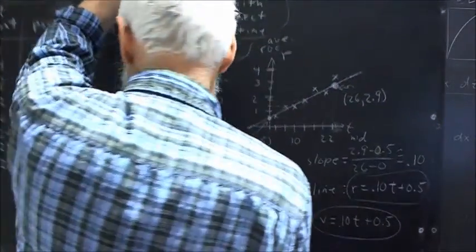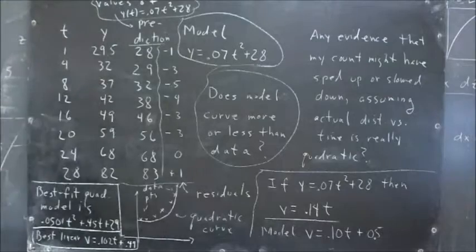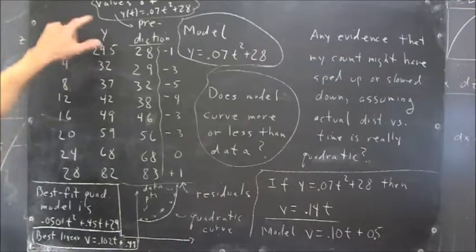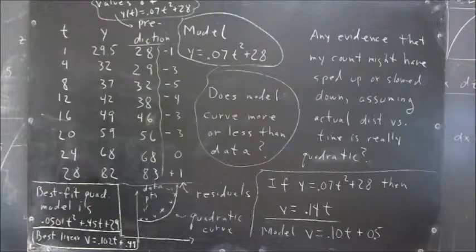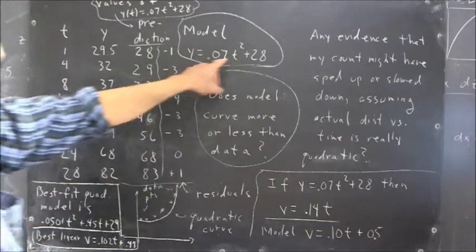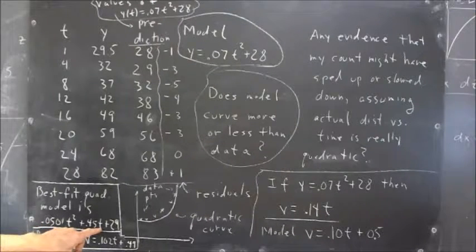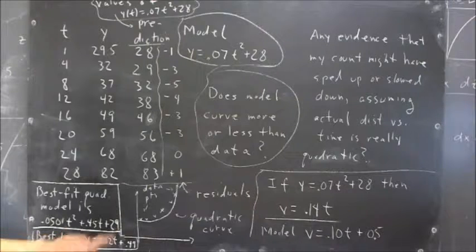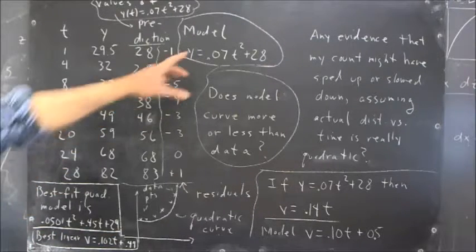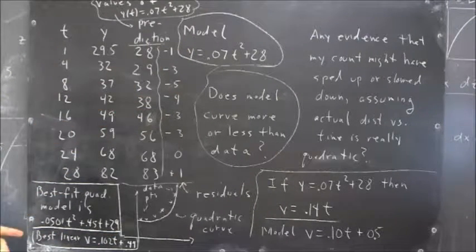The model for the quadratic data here, the data was supposed to be quadratic, the best fit quadratic turned out to be not 0.07 t squared plus 28, but essentially 0.05 t squared plus 0.45 t plus 29. Okay, so I wasn't very close with that model.